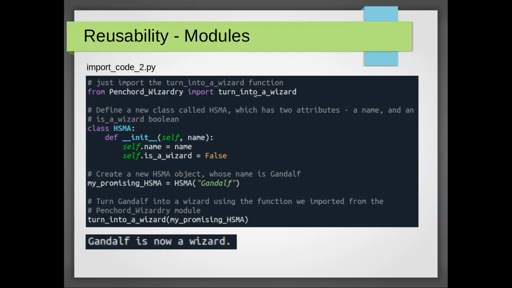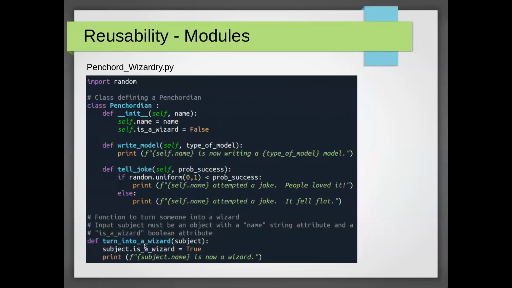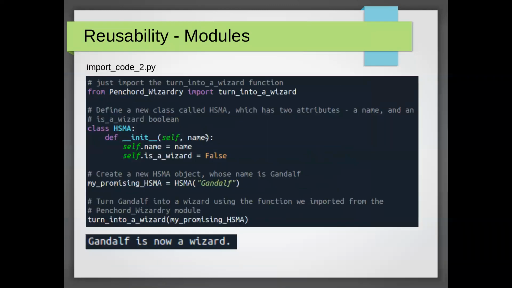And because I've imported that, I can now use that function as though I'd written it in this piece of code. So here I'm going to create a new class I've called HSMA, and that's got 2 attributes, a name, which I pass in, and is a wizard, which defaults to false. So remember, we said when we wrote this method that the 2 requirements are that the subject that's passed into it needs to be an object, and it has to have 2 attributes, a name and a boolean that says whether they're a wizard or not. So I can use that here for my HSMA class.